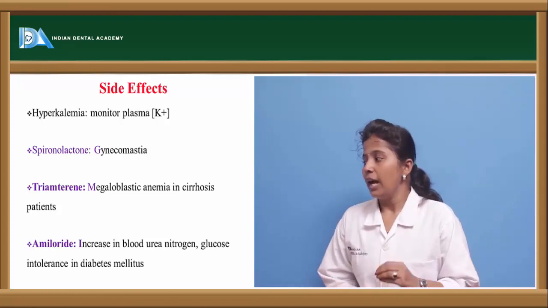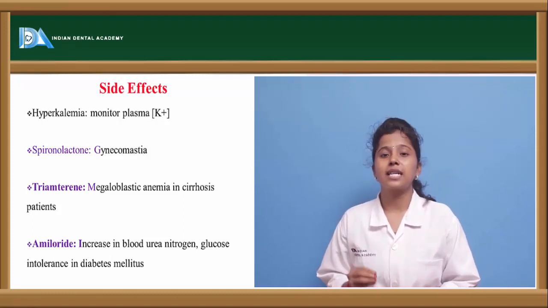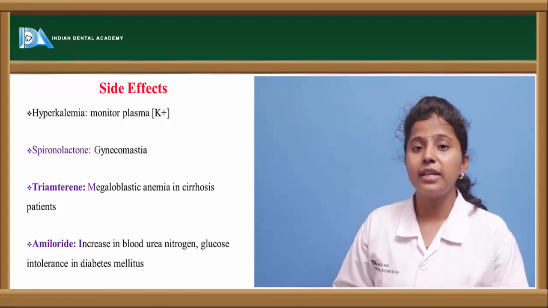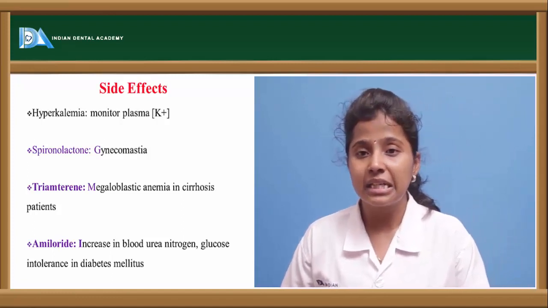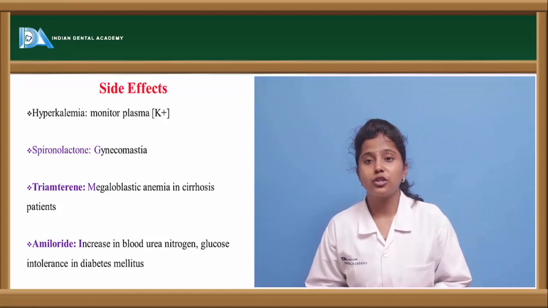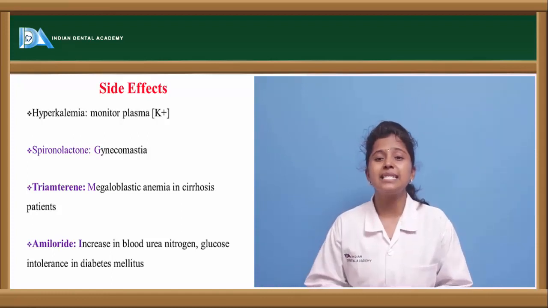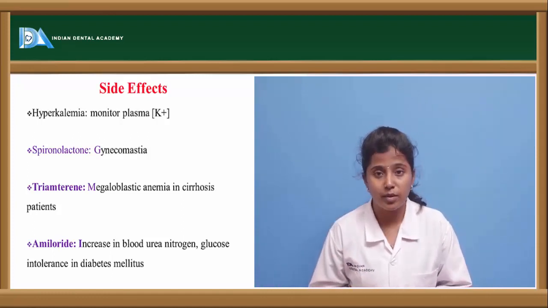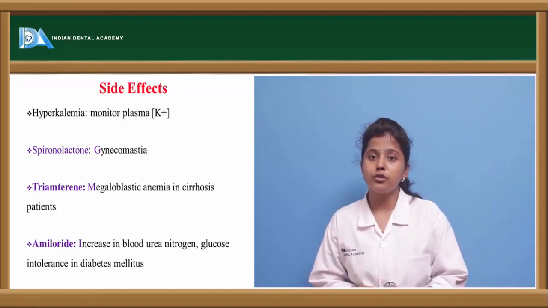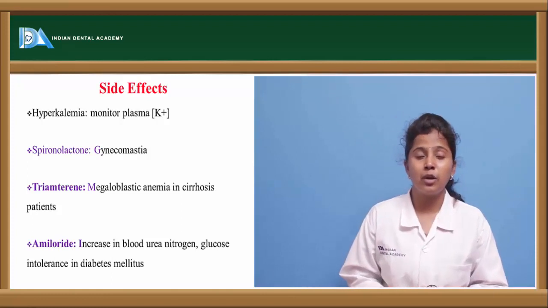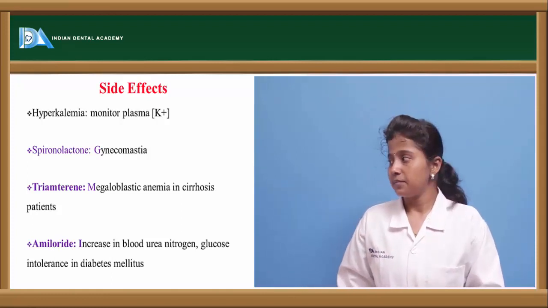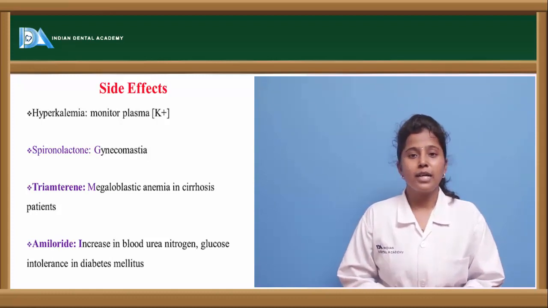And amiloride has a side effect of increased blood urea nitrogen. When blood urea nitrogen is increased, it causes sodium and water retention and there will be less urea excretion from the body. So that is the reason the administration of amiloride in higher concentration is not recommended. This is about diuretics.